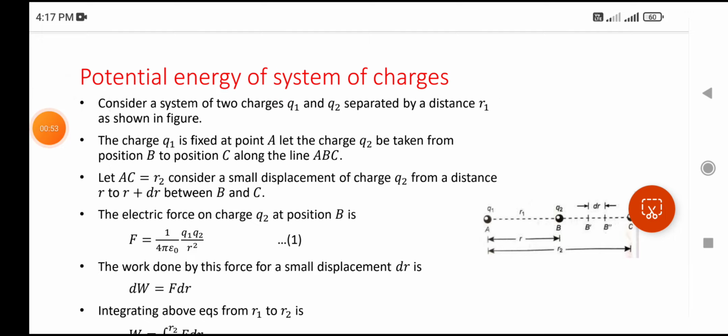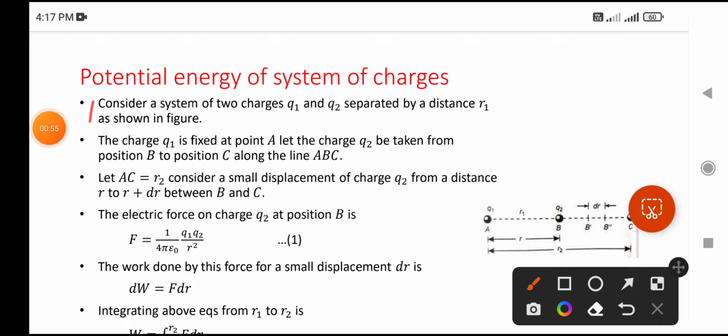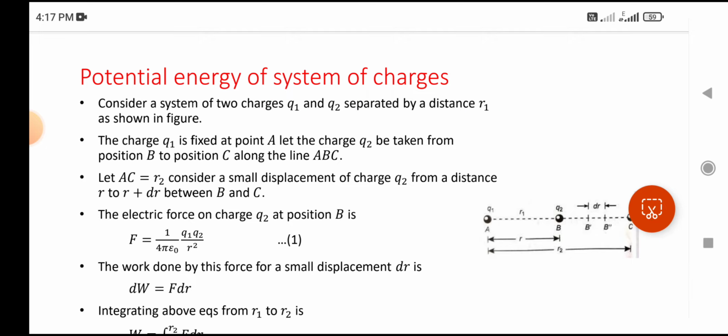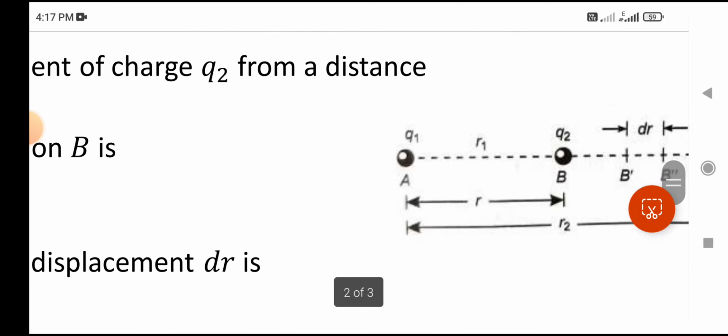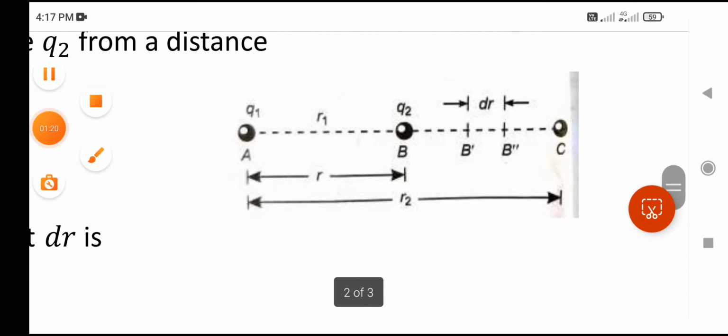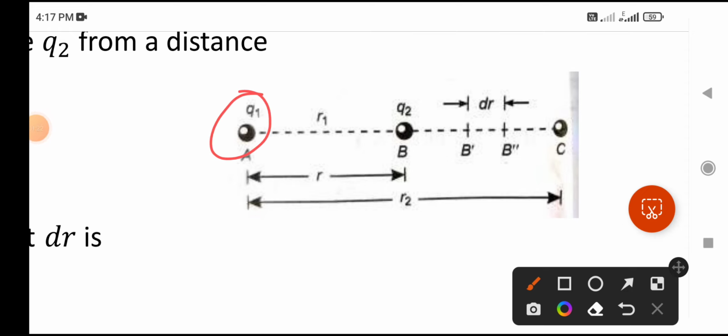Now, consider a system of two charges q1 and q2 separated by a distance r1 as shown in the figure. In the figure, two charges are there and they are separated by a distance r. Now see the diagram. It is the first charge, the second charge, and these two charges are separated by a distance r1.